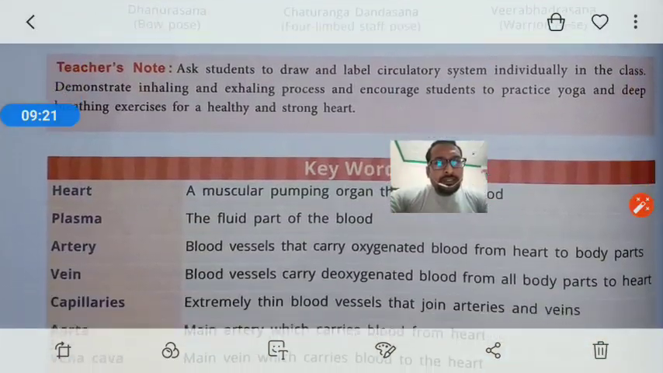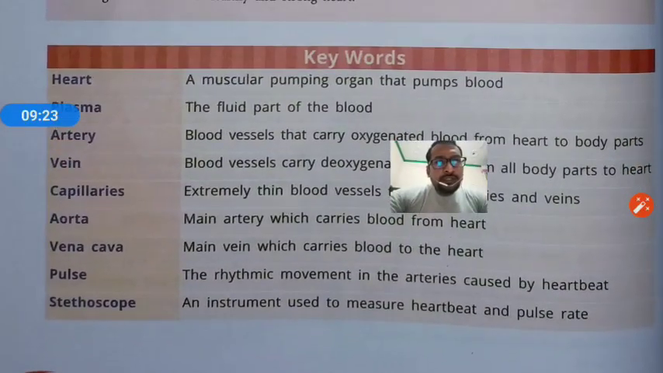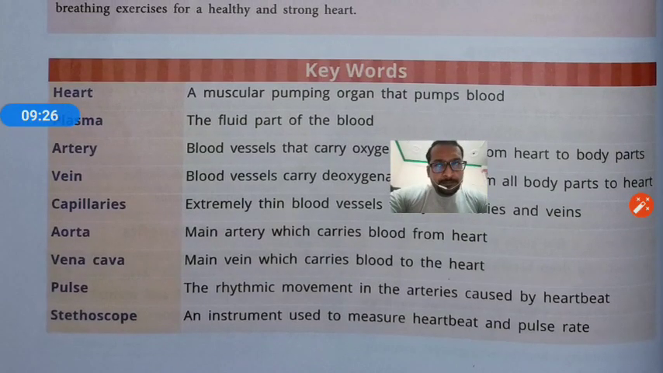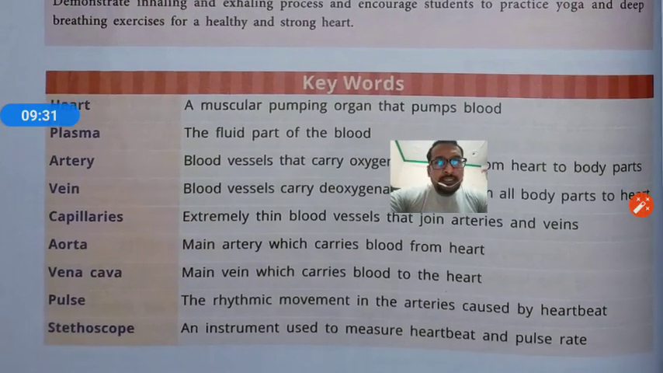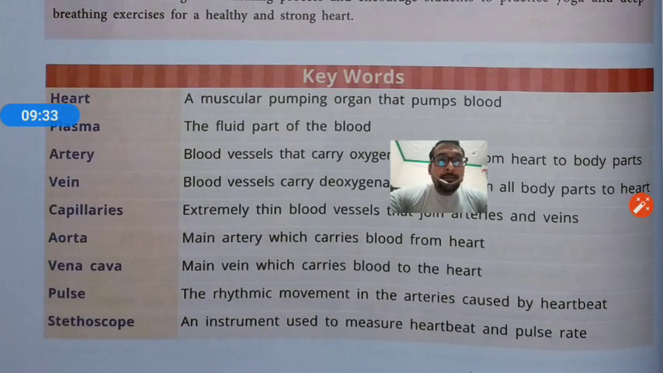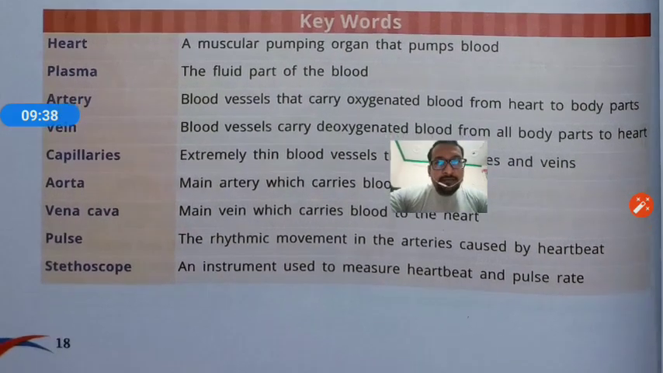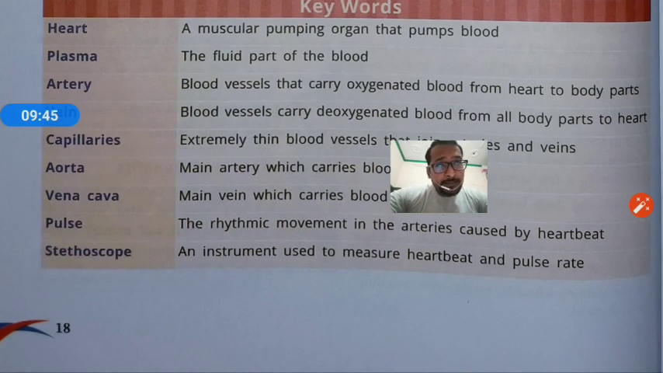Now we will discuss some of the key words which you have studied in this chapter. First is heart. So what is a heart? It says a muscular pumping organ that pumps blood. Next you have plasma, the fluid part of the blood. Next you have artery, blood vessels that carry oxygenated blood from heart to all parts of the body.